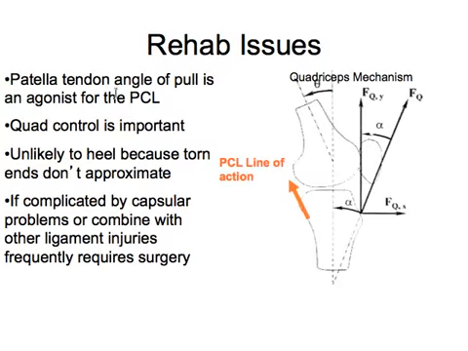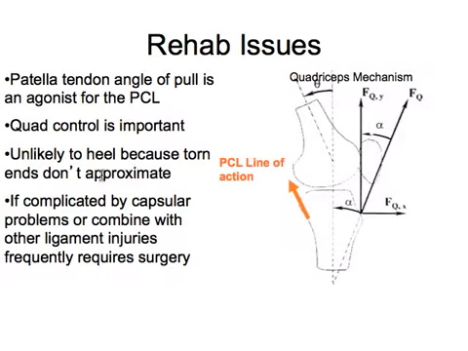What's interesting about PCL injuries is that the patellar tendon angle of pull is an agonist for the PCL. This is a force diagram of the patellar tendon. Here's your quadriceps force. If we decompose that resultant vector into an anterior component, the force of the quadriceps in the x, and a vertical component, the force of the quadriceps in the y, we can see that the quadriceps contraction actually elicits an anterior drawer, and therefore is an agonist, or protective, of the PCL.